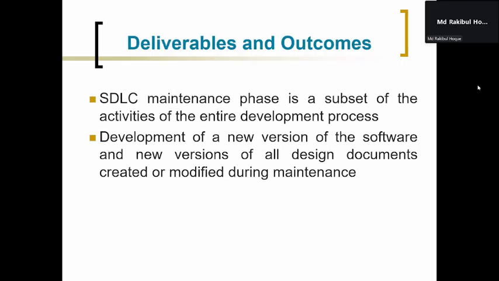Okay, what are the deliverables and outcomes from the maintenance? Actually, the system development life cycle maintenance phase is a subset of activities of the entire development process. So actually, it is the development of a new version of all design documents created or modified during the maintenance. Sometimes when you go back from maintenance to planning, you should focus on a new version of the system. A new system will be implemented.